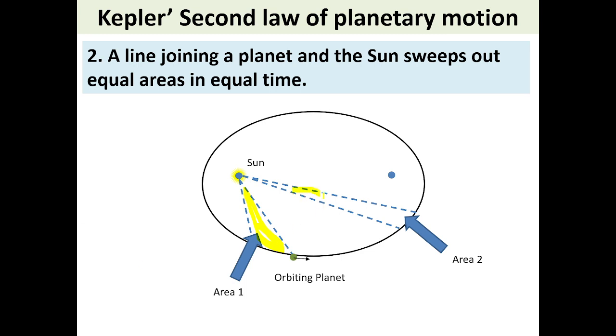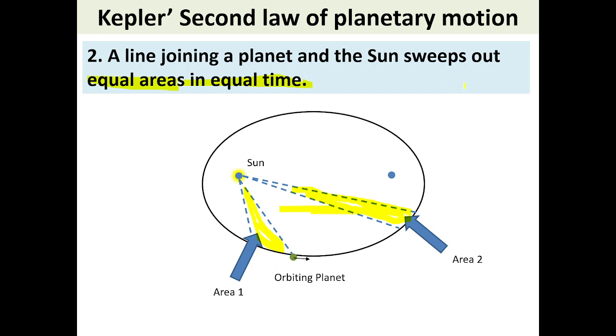So this area is area 2 and this area is area 1. Kepler says that these two areas will be equal. See, this equal area, this equal area, these will be equal areas because the time of sweeping was equal. Here 30 days and here also 30 days. So this is the second law of planetary motion.